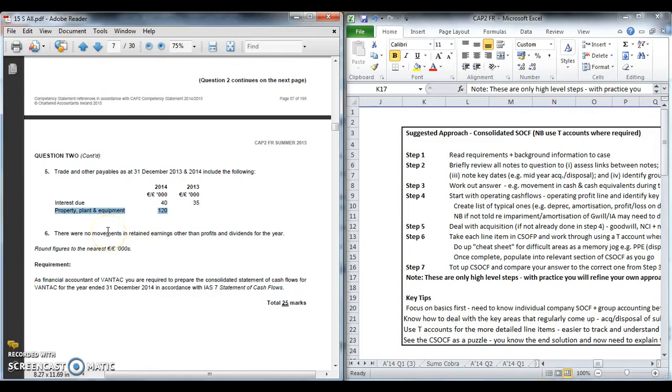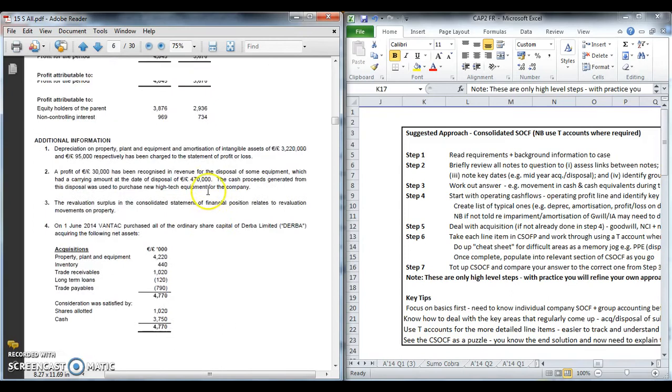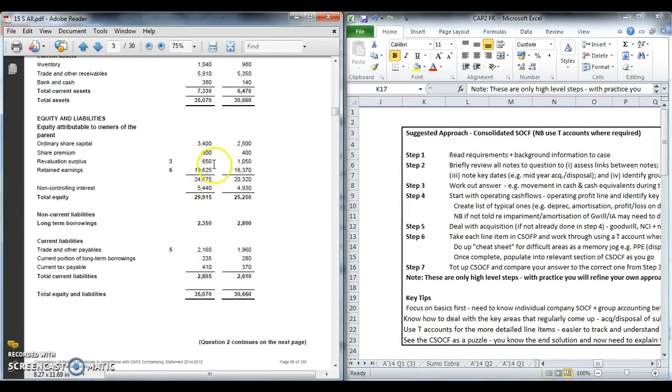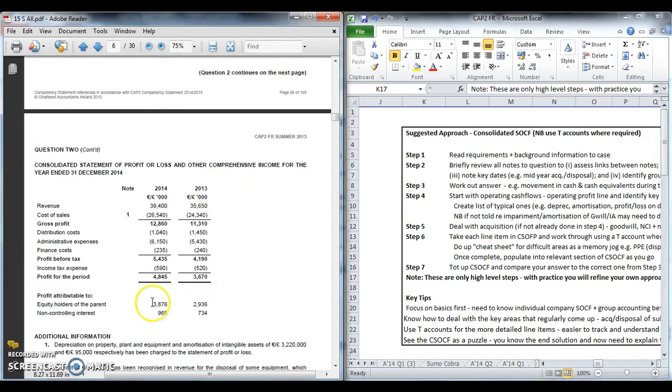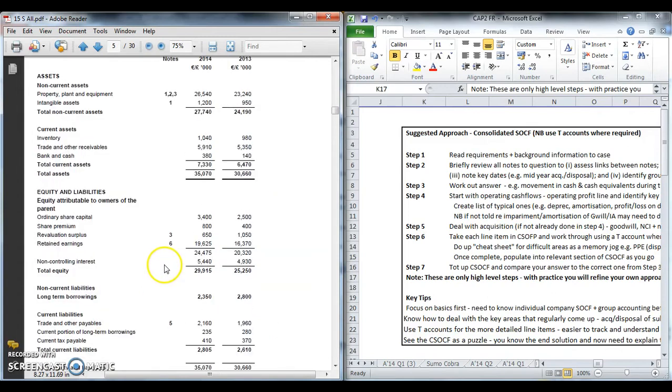And finally you're told there were no movements in retained earnings other than profits and dividends for the year. So whatever this movement is up here, to explain it, it's either going to be due to the SPLOCI and the profits we made here, or dividends, which is typically the plug figure that you have to calculate. So there's a bit involved there, but again, the more practice you get at these questions, the more refined you are in realizing what the key things are that I'm looking for here, and how you're going to note those key issues as you go along.